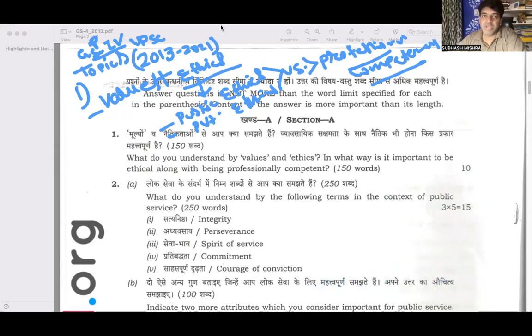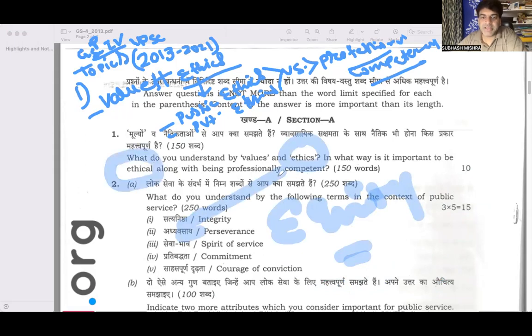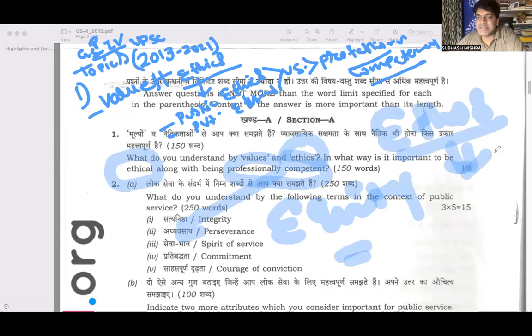Equity. When you talk about equity, you talk about the welfare state with justice and fairness. When you talk about ethics, you talk about the conduct, the habits of civil servants. When you talk about ethicality along with professional commitment, what exactly are you talking about? You are talking about the ethos of the service in entirety. It is not either professional commitment or ethics.